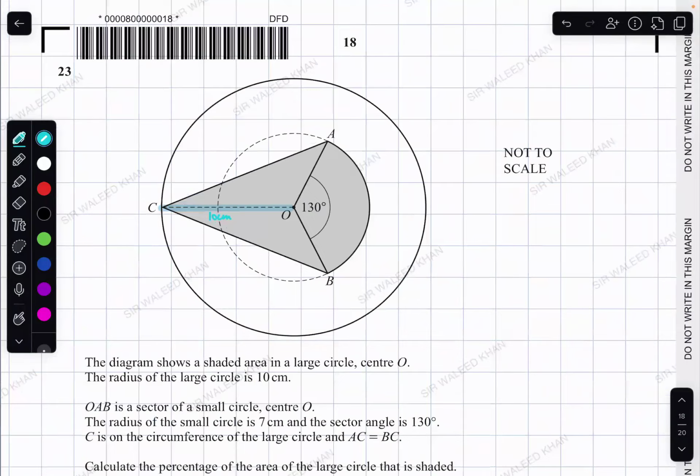Now, OAB is a sector of a small circle, center O. This one is a small sector of the smaller circle. The radius of the small circle is 7 centimeters. So this is 7 centimeters. This is also 7 centimeters. Right? Okay, next, C is on the circumference of the large circle, and AC is equal to BC. So they have also mentioned this, that AC is equivalent to BC.